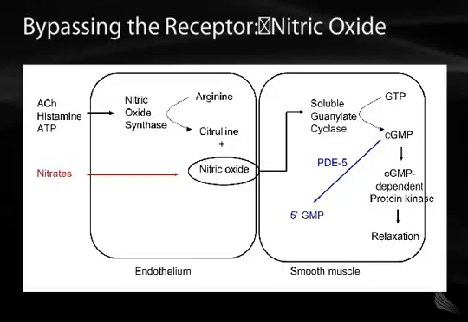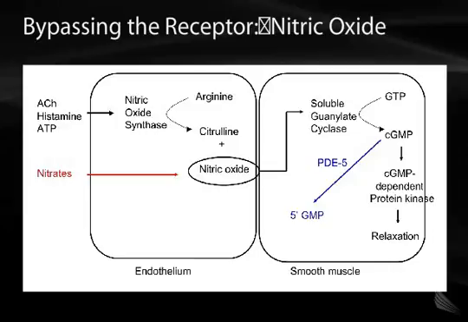There are also normal physiological mechanisms by which this system is activated. Acetylcholine, histamine, or ATP, released locally during tissue injury, will activate nitric oxide synthase. Nitric oxide synthase will cause the production of nitric oxide through the breakdown of arginine into citrulline and this ultimate nitric oxide.